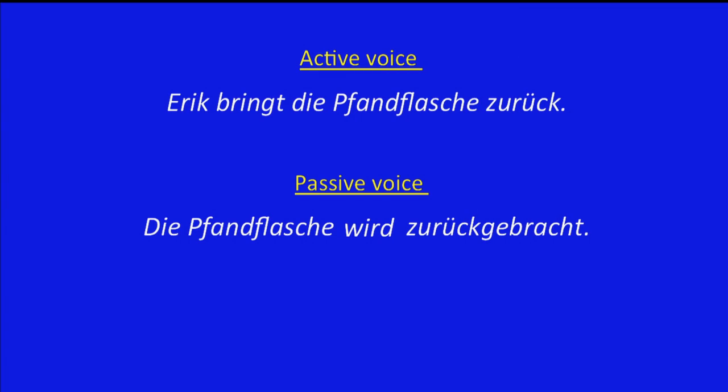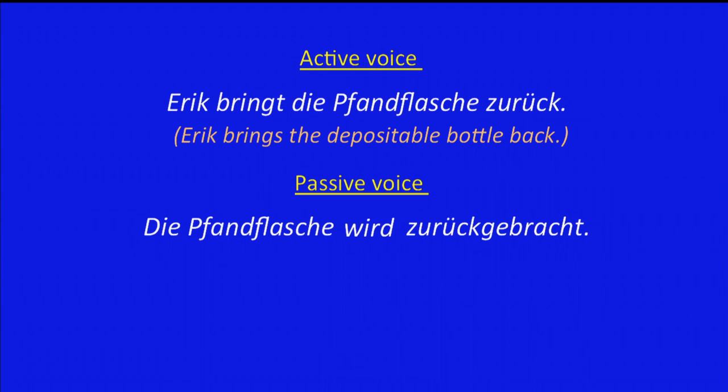Okay, but I noticed that the agent or the doer was not mentioned in the passive sentence. Can we mention it there too? Yes, we can. Do you remember who the agent or the doer was in that sentence? What we can do is go back and have a look at it. Now let's look at that active voice sentence again. Erik bringt die Pfandflasche zurück would be, in English, Erik brings the deposit bottle back. Ja, sehr gut. So that's our active voice sentence. And in the active voice, of course, the subject is Erik, and he's the agent, right? So we're going to underline Erik there.